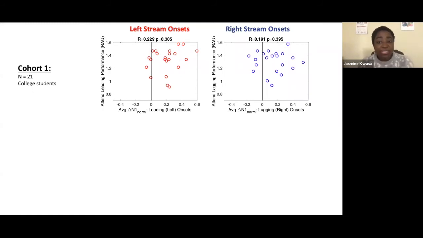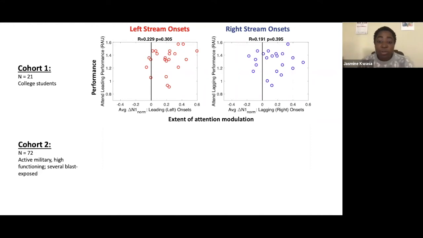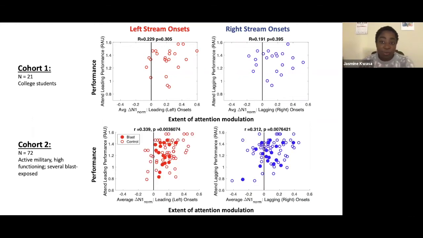In a small pilot study with young adults, we saw no such association, as measured by the difference in the N1 between attended and ignored trials. I'll call this the extent of attention modulation, and on the y-axis, you can see the performance. However, when we recorded a new larger cohort of high-functioning active military service people, we were able to detect correlations between the extent of attention modulation and performance.